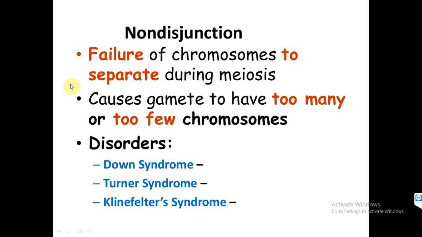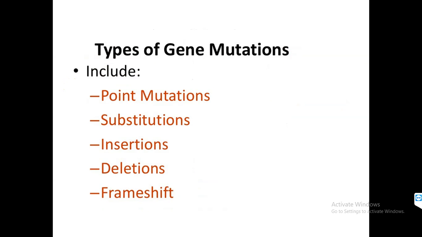So what are the disorders due to this? Down syndrome, Turner syndrome and Klinefelter syndrome. All this we'll discuss. Now what are the types of gene mutations? Gene mutations include point mutations, substitutions, insertions, deletions and frame shift.